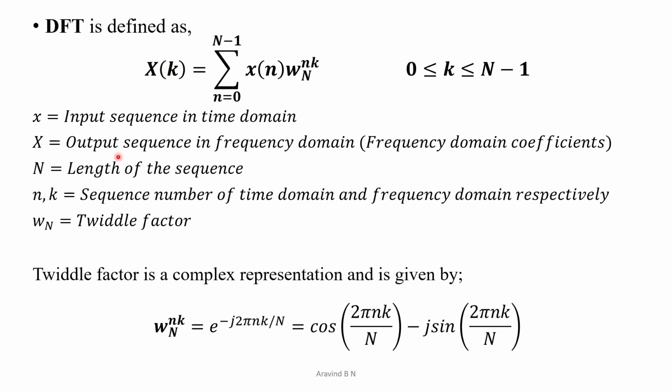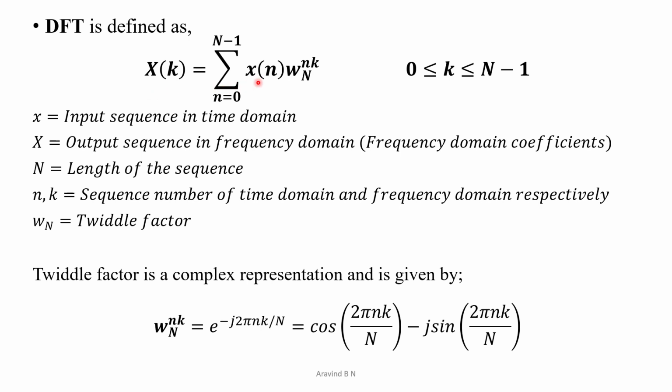Capital letter X is the output sequence in the frequency domain. The values in the frequency domain we call coefficients. One thing you have to observe here: if the time domain sequence is represented in the small letter, the corresponding transform domain signal we represent in the capital letter X. So you must make a clear differentiation between these two.